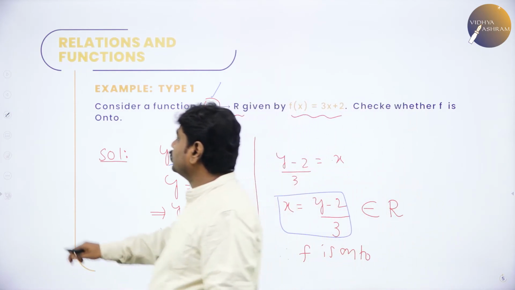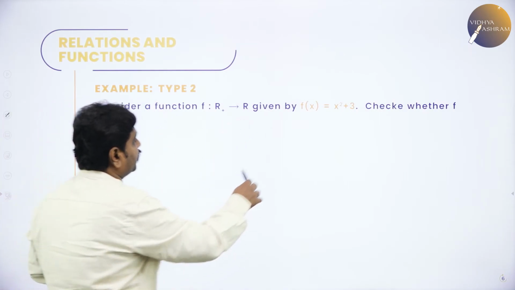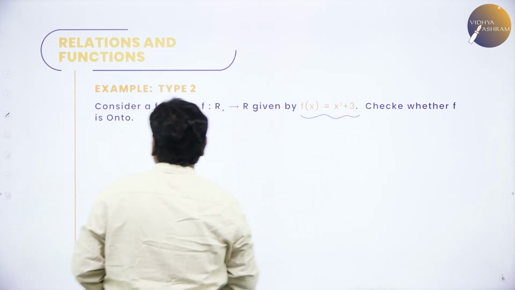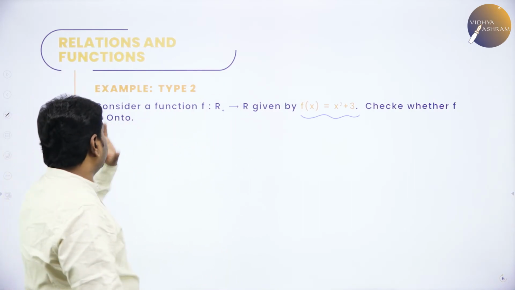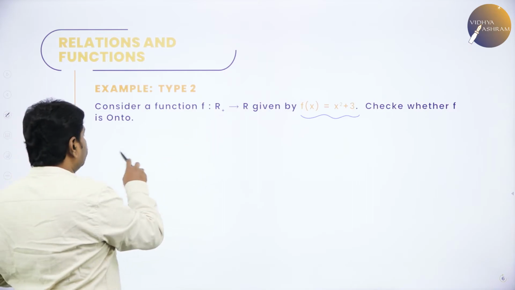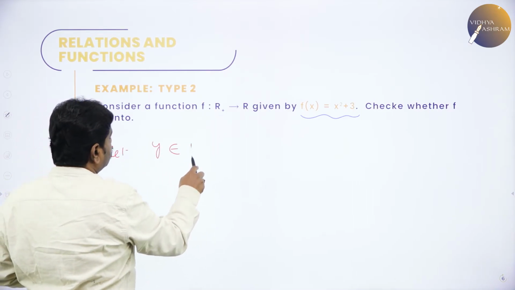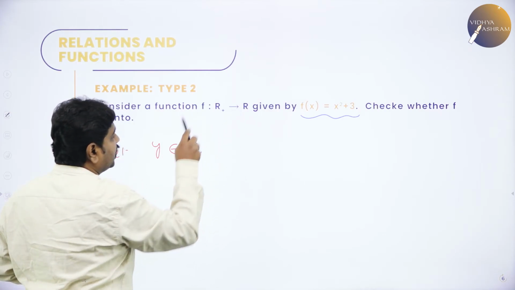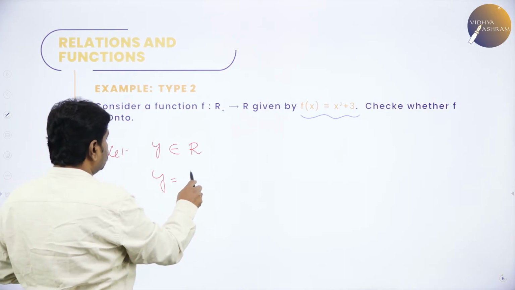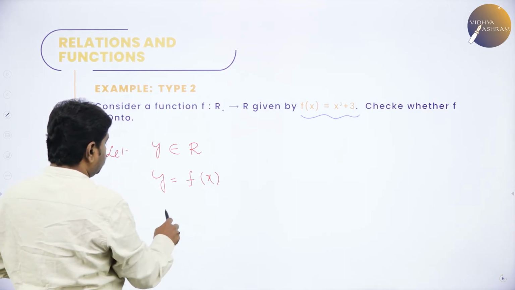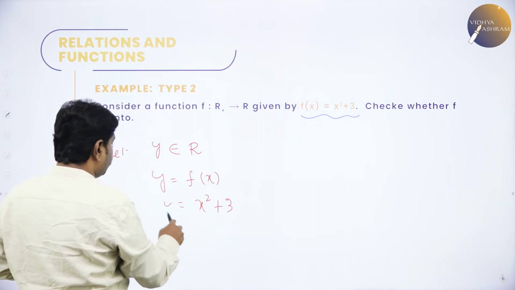Check whether onto. So now they gave f of x. What is f of x given? F of x given is x square plus 3. Check whether f is onto. How to check whether f is onto? Same. Let y belong to the codomain. Codomain means any real number. It may be negative or positive. y is equal to f of x. And what is f of x? x square plus 3. And further solve for x.